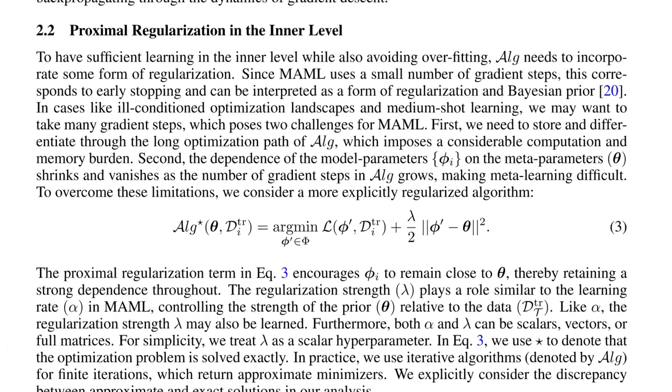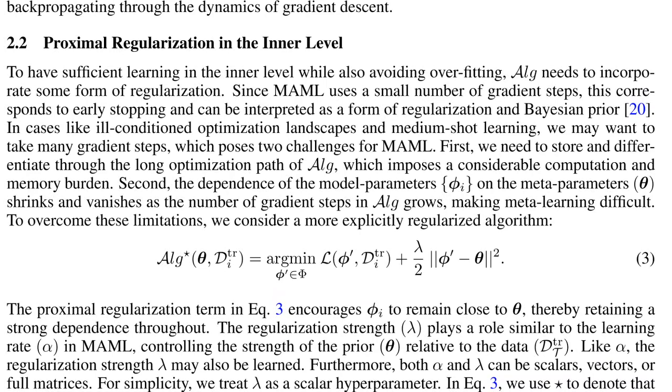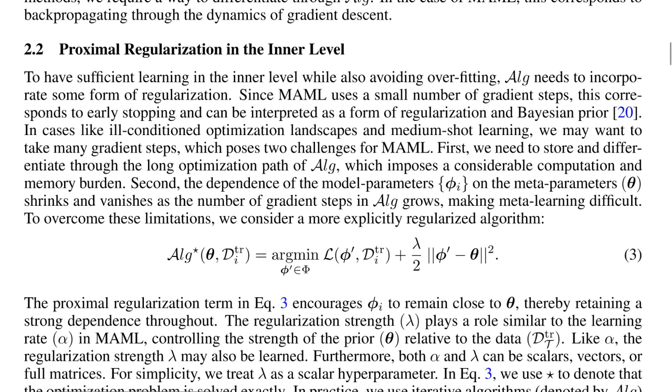So the crucial part of the paper, I think, is right here, and it's section 2.2. I would want to point out that I think this is the crucial part. This is why the method works ultimately, why it's able to build this implicit gradient. So the section is called Proximal Regularization in the Inner Level, and we'll go through this in a bit of detail. To have sufficient learning in the inner level while also avoiding overfitting, ALG, that's the inner optimization procedure, needs to incorporate some form of regularization, right?